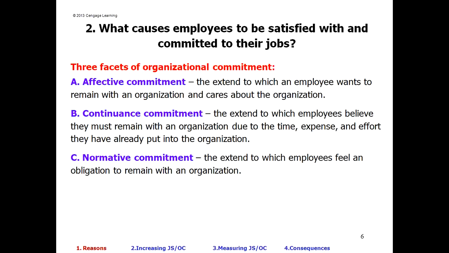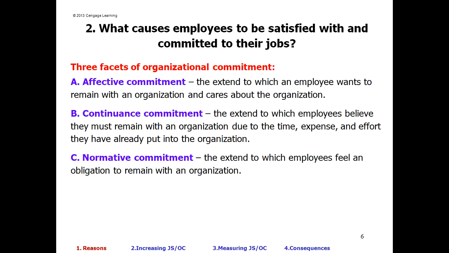Number 2, what causes employees to be satisfied with and committed to their job? As we have been seeing in the last chapters, as I discussed in chapters 1, 2 and 3 also, the commitment of any employee towards the organization. Here there are 3 facets of organizational commitment: affective commitment, continuance commitment, and normative commitment. Please note down this slide. This is a very important area for any commitment to an organization. I repeat, it is an important slide about what organizations should do for a person to be satisfied.